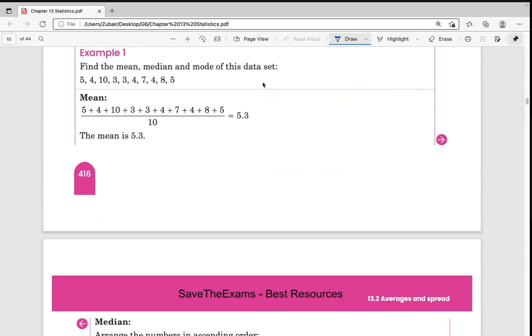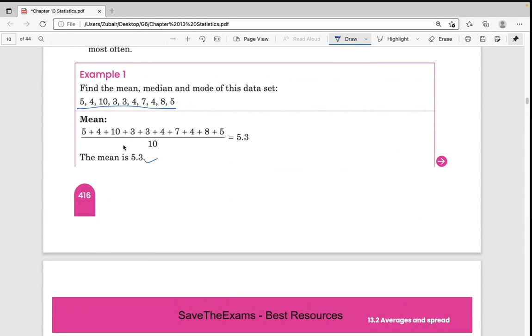Find the mean, median, and mode of the given data. So these numbers are given. Mean is just adding all of them and dividing by the total numbers. These are 10 numbers. When we add them and divide by 10, we get the mean 5.3.